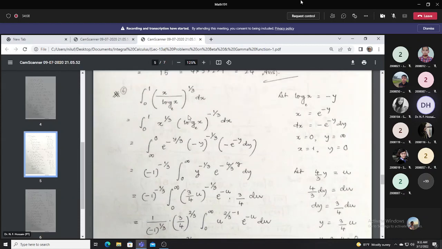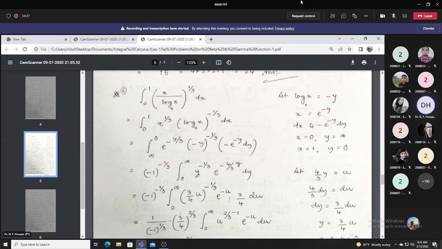You see, we are taking log x equal to minus y. So x should be equal to e to the power minus y. You see, here you are getting e to the power something negative. X equal to e to the power minus y. So dx should be minus e to the power minus y dy.